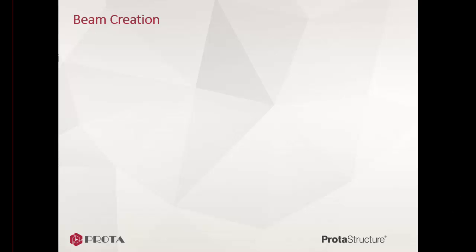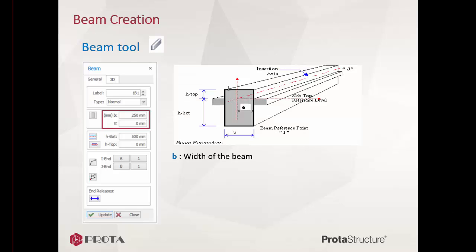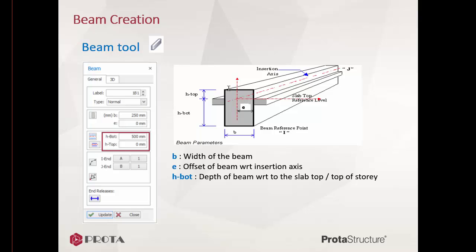Let us now look at the beam properties. B is the width of the beam. E is the offset of the beam with respect to the longitudinal insertion axis. H bottom is the depth of the beam with respect to the default top of slab level, which is also the top of story. H top: if a positive value is entered, it will be an upstand.